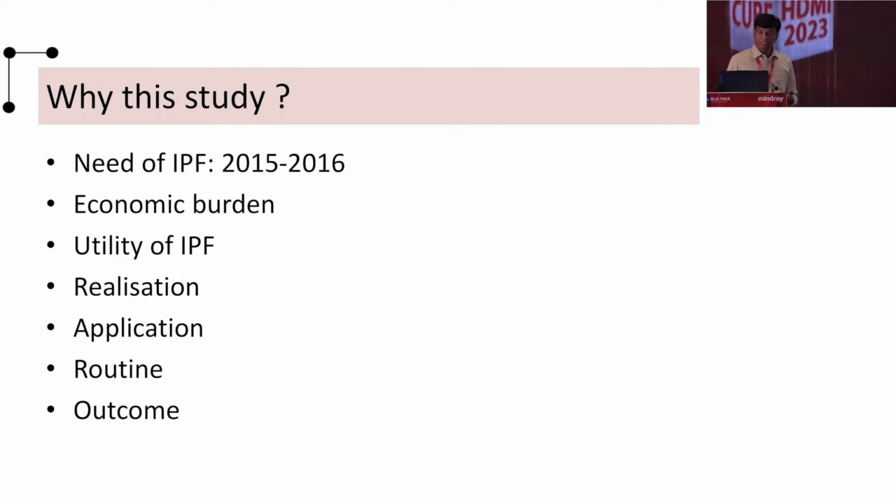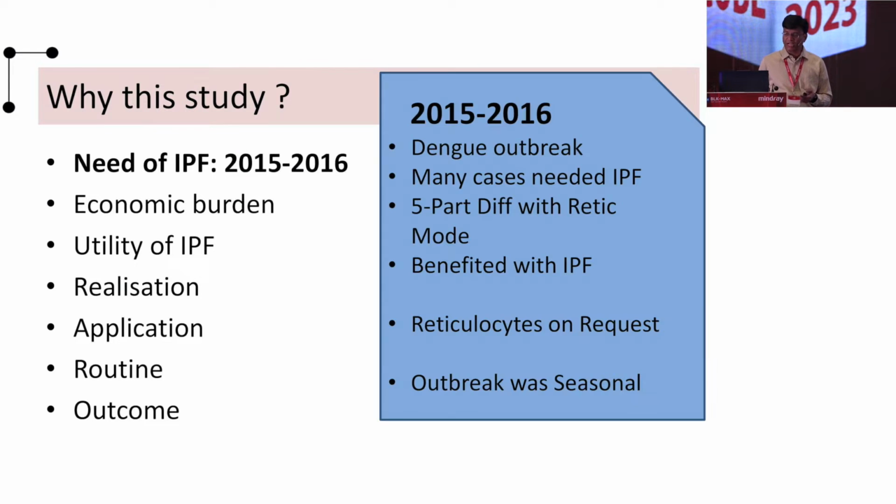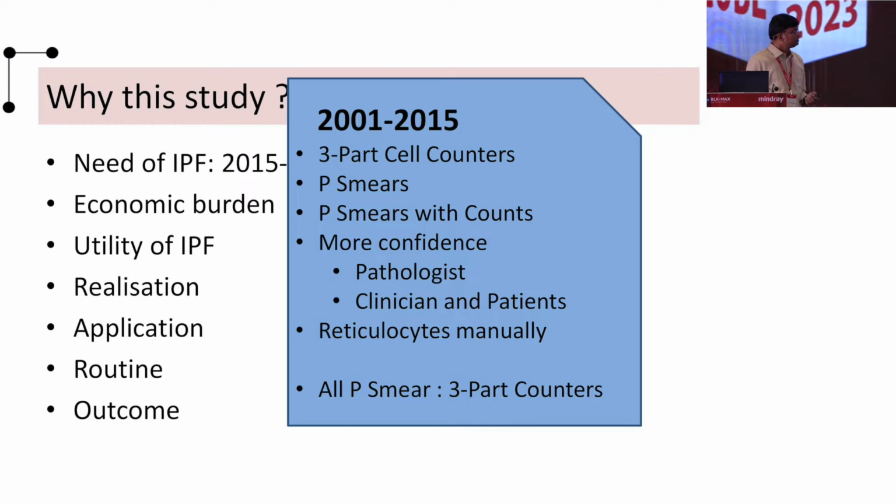The reason I took up this study is that there were certain needs. There was a need for IPF in 2015 and 2016 because of the dengue outbreak, and many cases needed IPF. We procured a 5-part differential analyzer with the Retic mode, and it benefited a lot of patients during that time. We used to do reticulocytes only on request, and you know about the outbreaks.